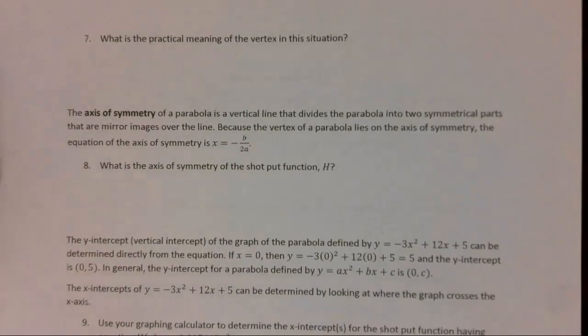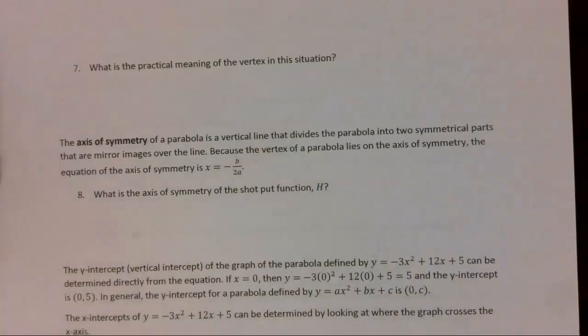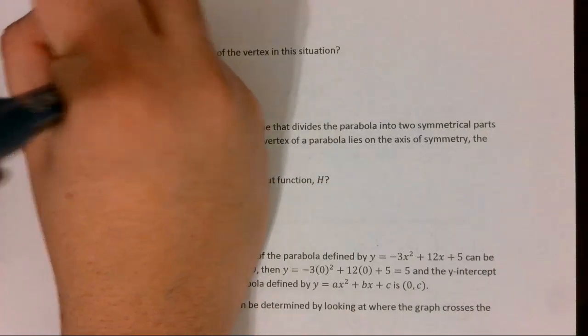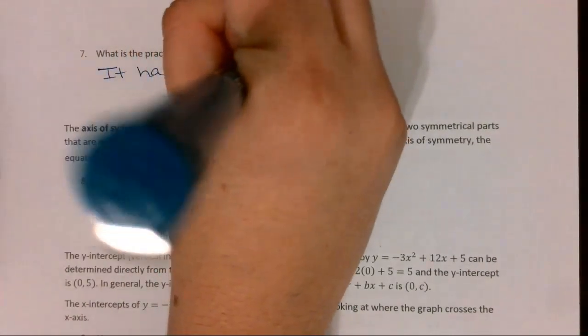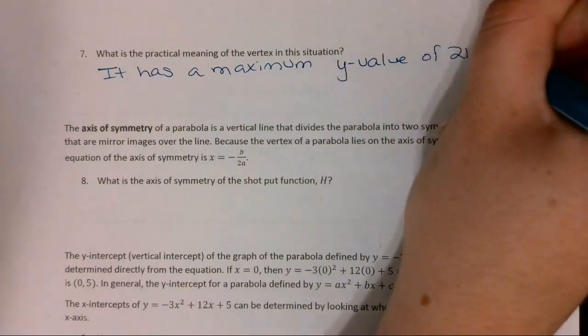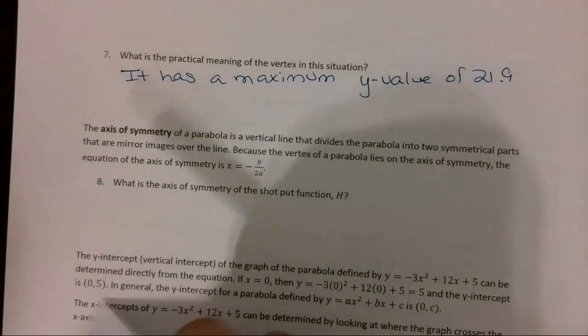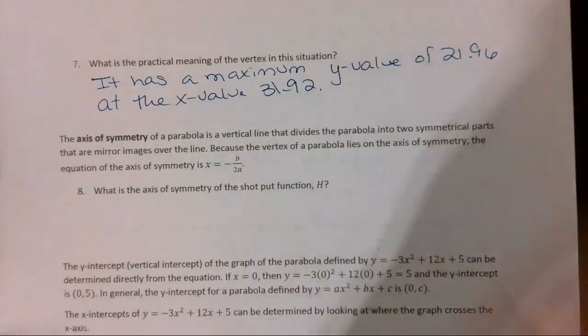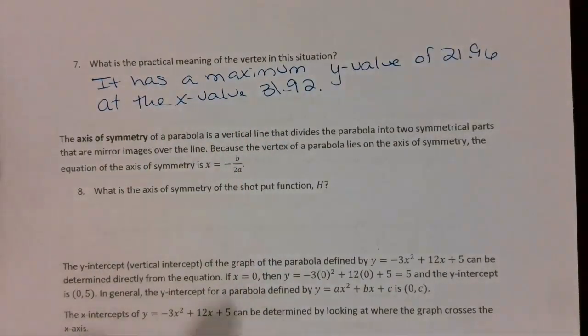Okay, let's move on to the back. What is the practical meaning of the vertex in this situation? It doesn't tell us that we're still focusing on the shot put, so it just tells us it has a maximum y value of 21.96 at the x value 31.92. Because it doesn't have any context, it's not related to the shot put anymore. Okay.